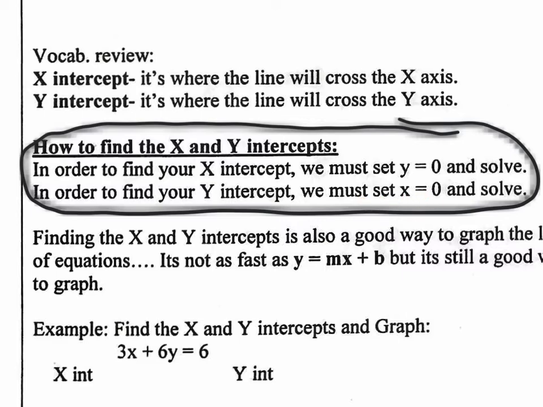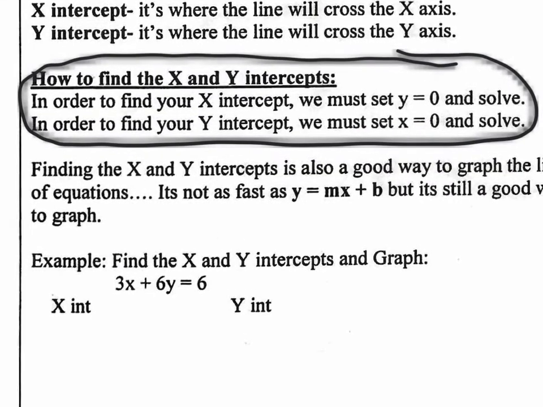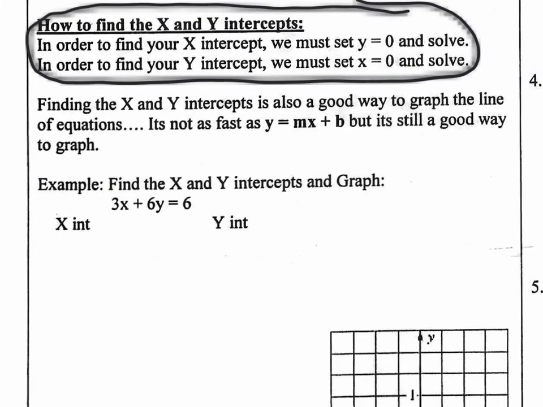Okay? Let's continue reading on our notes. It says, finding the x and y intercepts is also a good way to graph the line of the equation. It's not as fast as y equals mx plus b, which we're going to learn later, but it's still a good way to graph. So ignore this part right here because you don't know what I'm talking about when I say y equals mx plus b. We're going to learn that in the next couple of sections. But for right now, let's actually do this example.